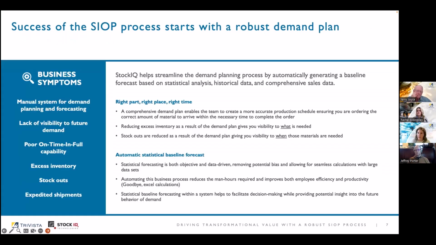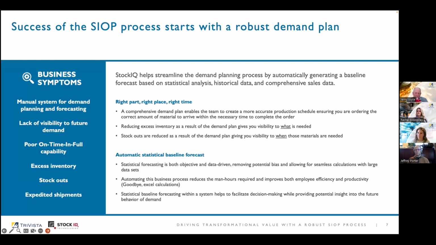The success of SIOP really starts with a robust demand plan. As you may be feeling one of the business symptoms on the left-hand side, such as a manual process, lack of visibility, excess inventory. In additional slides, we'll go into more detail about how StockIQ helps to streamline this process. However, these are just a few highlights of what a good and robust process will entail.